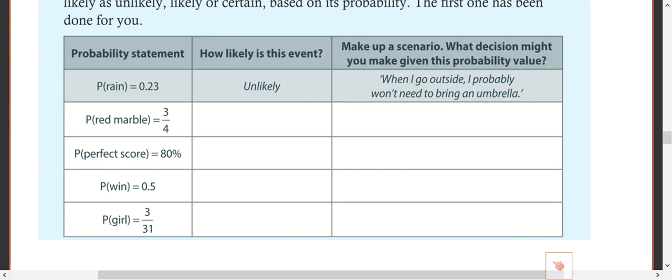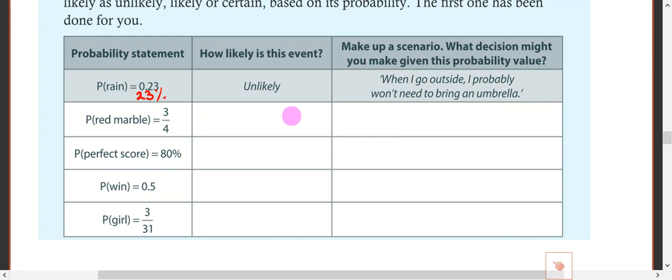All right, there's a lot going on there. I didn't agree with it a little bit and then you saved it. But basically, you can think of 0.23 as 23%. Are you all happy with 23%? Is that in the unlikely or the likely side of things? It's the unlikely, which they've got. And then they've written this sentence, when I go outside, I probably won't need to bring an umbrella because it's unlikely that it's going to rain.